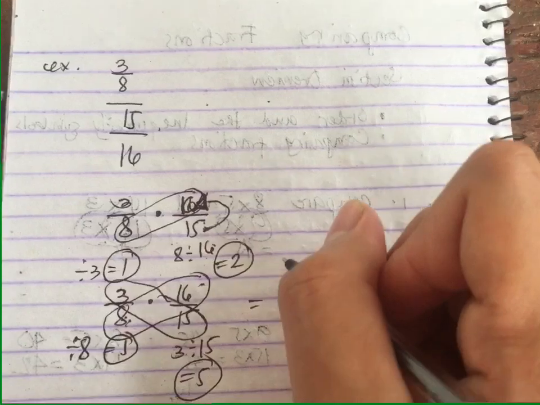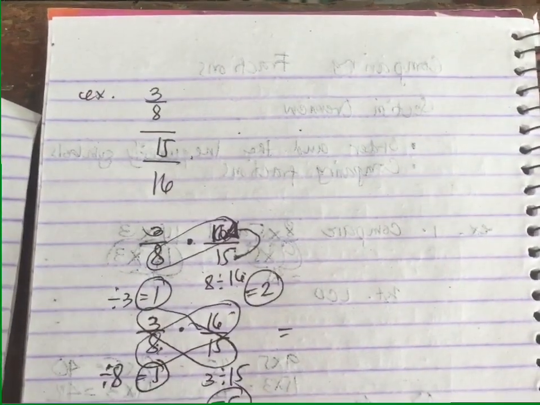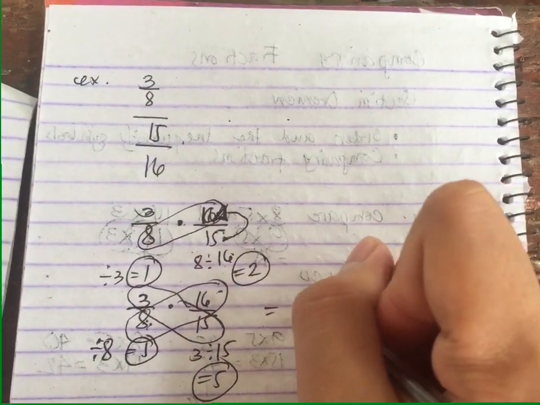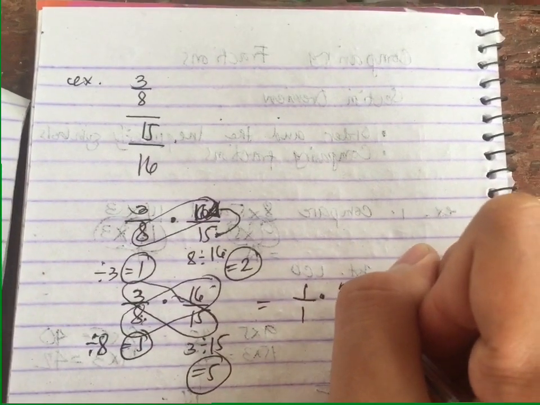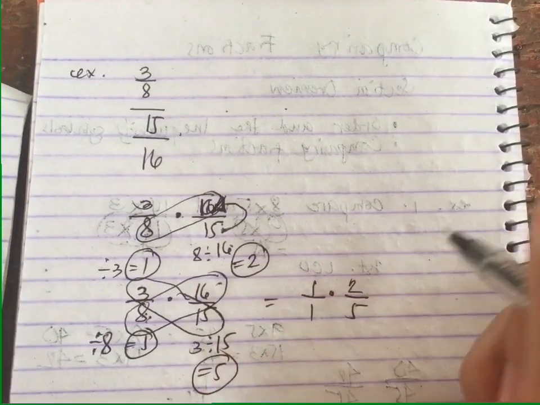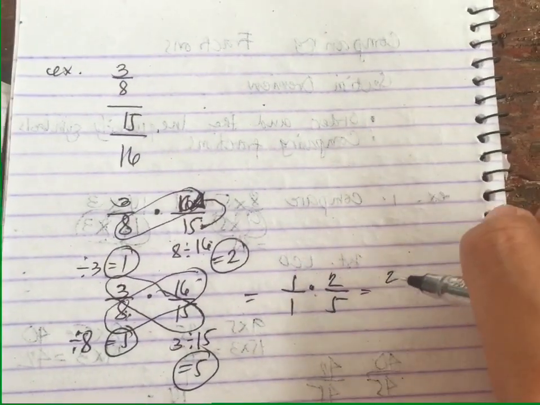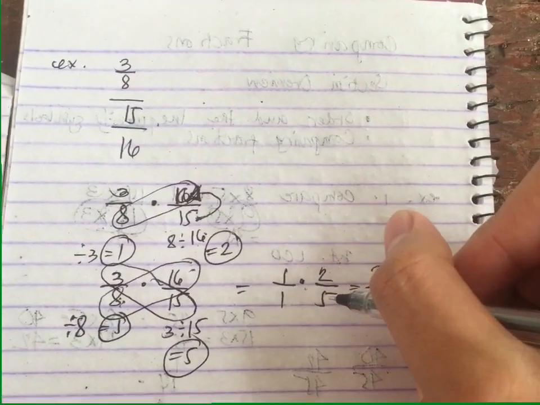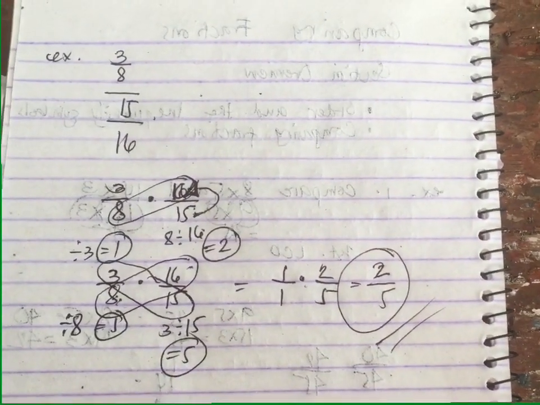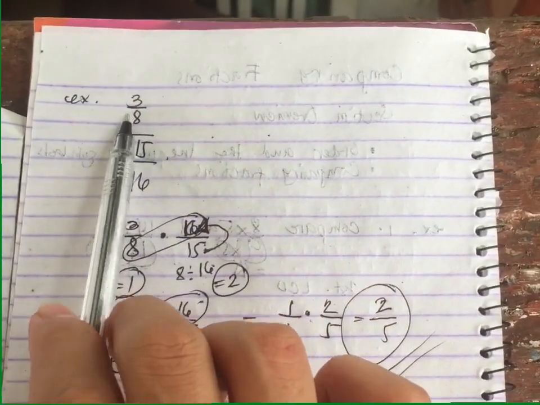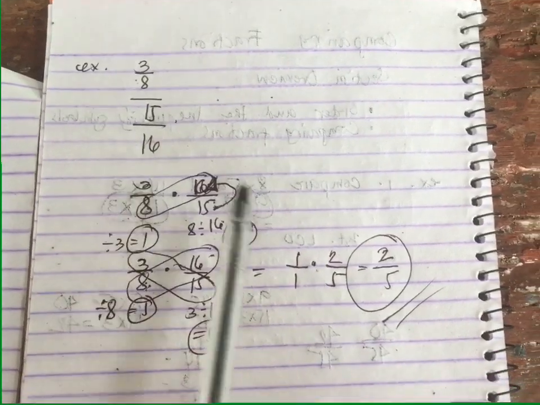So, our new fraction is 1 times 2/5. So, 1 times 2, pwede na tayo mag-multiply ngayon. It's equals to 2, and 1 times 5 is equals to 5. So, our final answer is 2/5. So, ang simplified version ng complex fraction na ito ay 2/5.